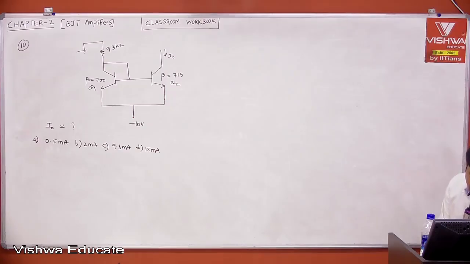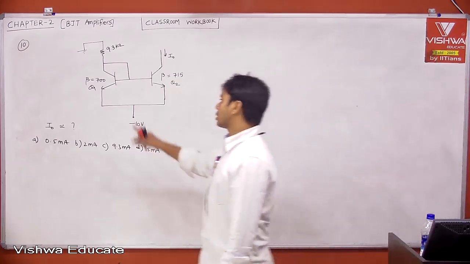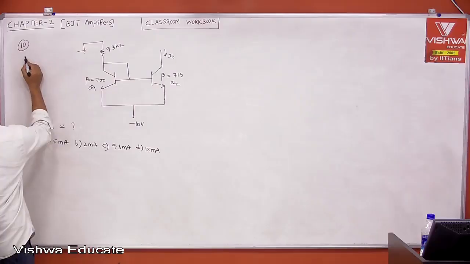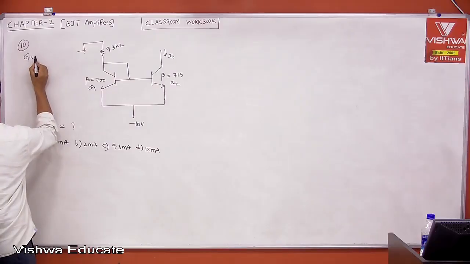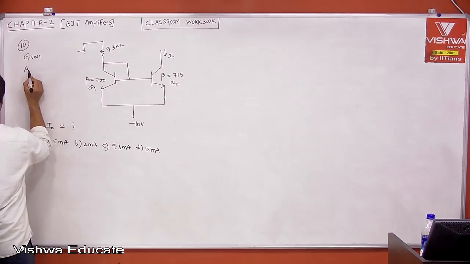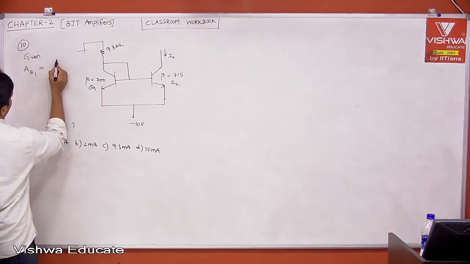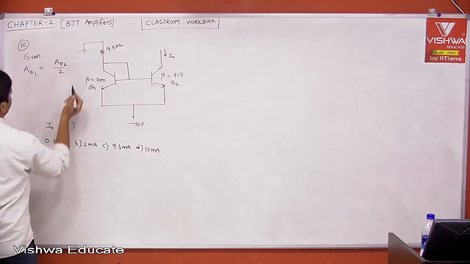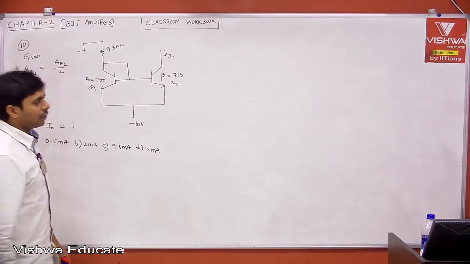What is that? The emitter area of transistor Q1 is given. The area of the emitter of transistor Q1 is half that of the emitter area of transistor Q2. What is the meaning of it?